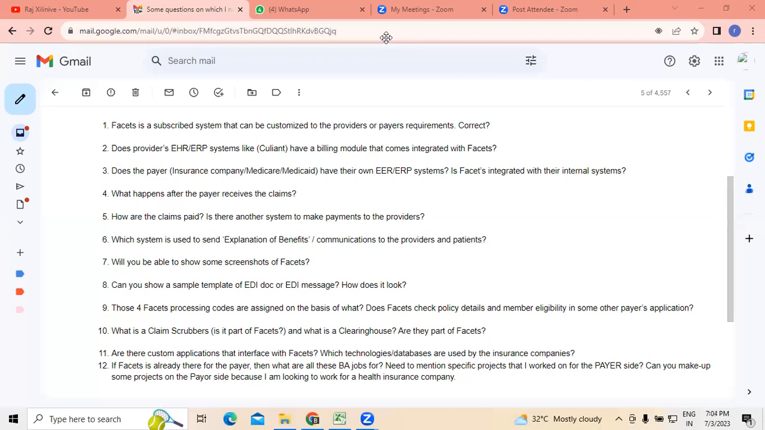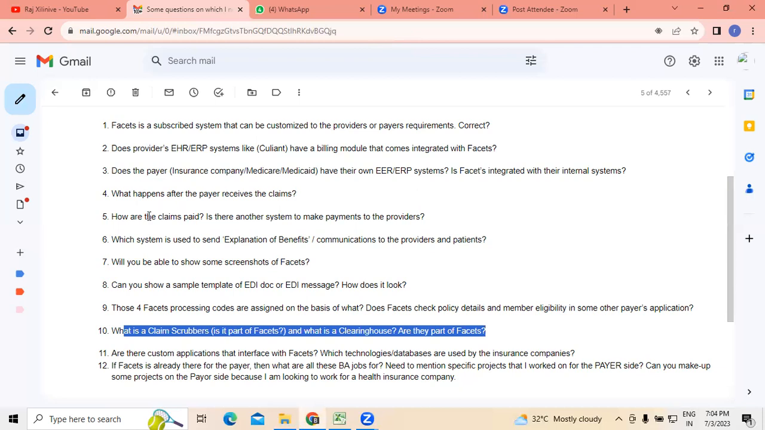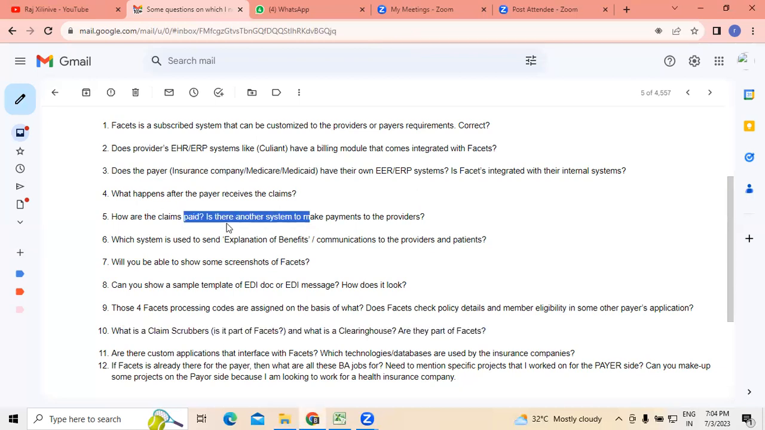Okay. Next, fifth question. How are the claims paid? Is there any other system to make the payments to the providers? There is no specific separate system which will be incorporated in this itself. Because there is some ACH. This is where we need to understand about ACH, because you have asked me something about ACH also somewhere. One minute. That was the claim scrubber. Yes, this question you have asked me, right? So I am connecting this question with this. Let me answer questions 5 and 10 in combined.